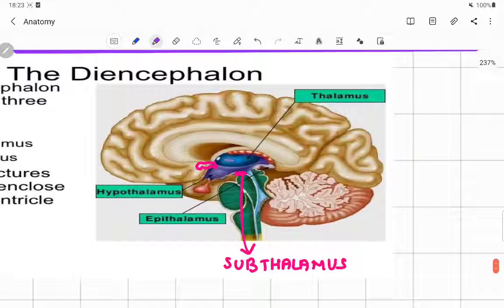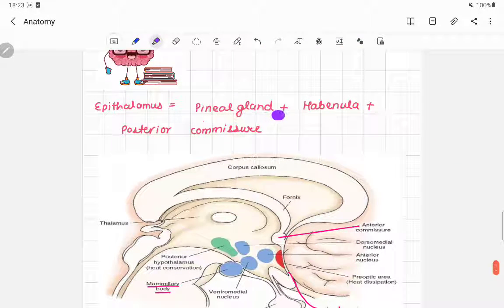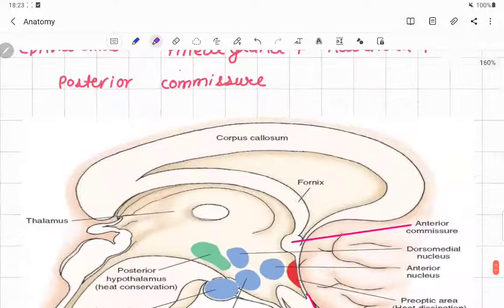Here is the structure. This is the thalamus. This one located right here is the hypothalamus, and this structure located on this side, that is on the posterior side, is the epithalamus. The epithalamus consists of the pineal gland, the habenular cells, and the posterior commissure. These are the three structures which together constitute the epithalamus.